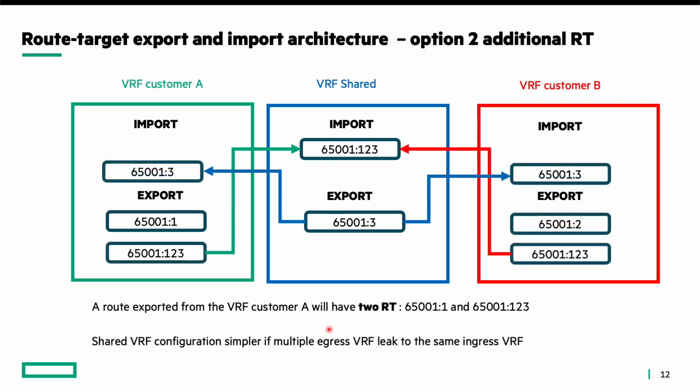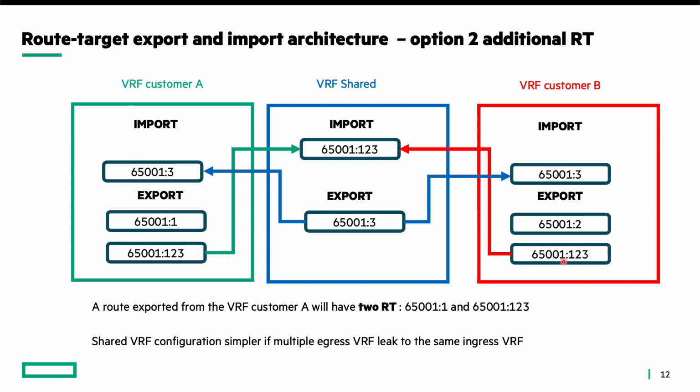Option 2 is to introduce an additional route target, here to simplify the configuration of the shared VRF. We can add as many route targets as we want on a prefix. So from the customer A VRF, we'll have two route targets, 1 and 1:2:3, and we can configure the same one as an export from customer B.